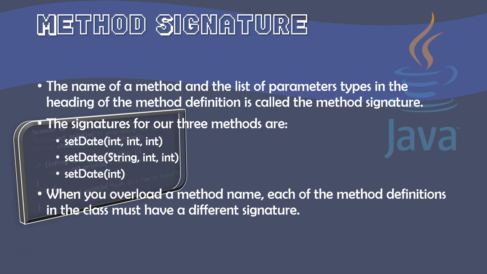So if I had another setDate, let's say that I want to pass in just the month and day, I could do, for example, setDate int int, and that would be a valid method for overloading because it has a unique signature.